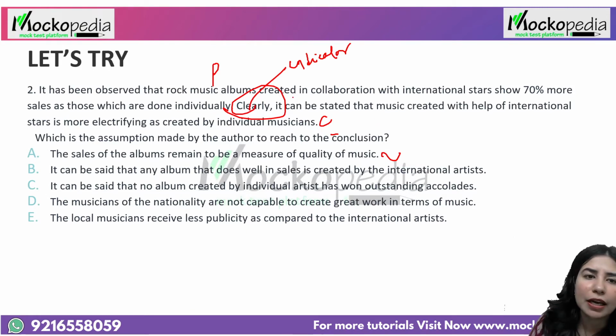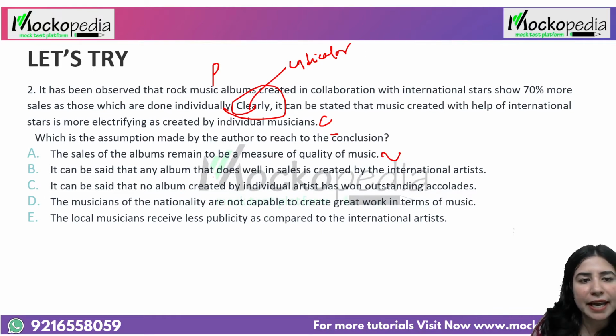सो दे सेइंग कि जिनका कोलैबोरेशन हुआ था वहां पे सेल्स अच्छी हुई तो वो म्यूजिक ज्यादा अच्छा है. तो यानी कि पैरामीटर टू जज म्यूजिक कैसा है वो सेल्स है, यानी कि कोई और फैक्टर रिस्पॉन्सिबल नहीं है. ये ऑथर अज्यूम कर रहा है व्हाइल ड्रॉइंग द कंक्लूजन, राइट? सो वी कैन कीप दिस.